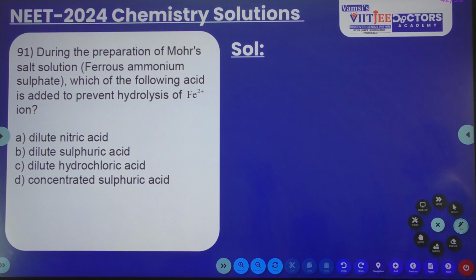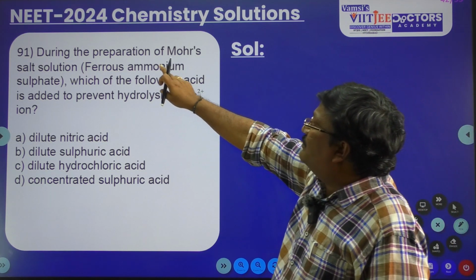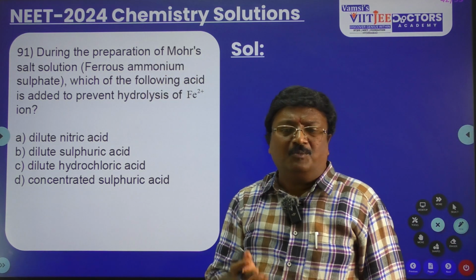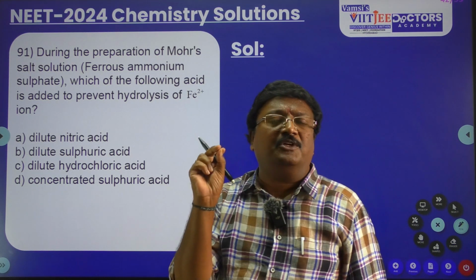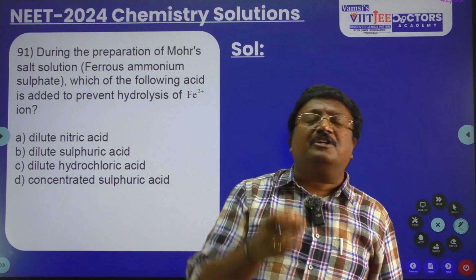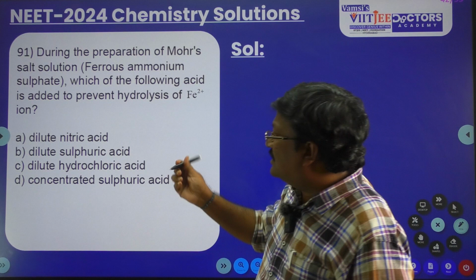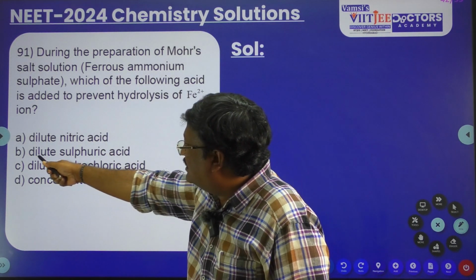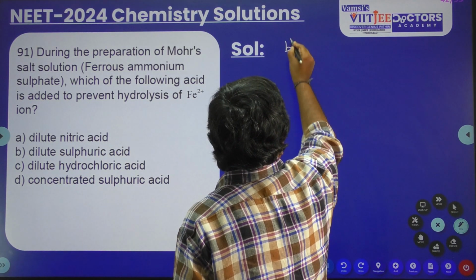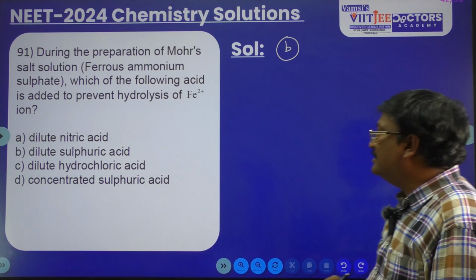And coming to next question. During the preparation of Mohr's salt solution, you might have known ferrous ammonium sulfate, we can add dilute H2SO4 to that. So where is dilute H2SO4 here? Here solution B is the correct one in this.